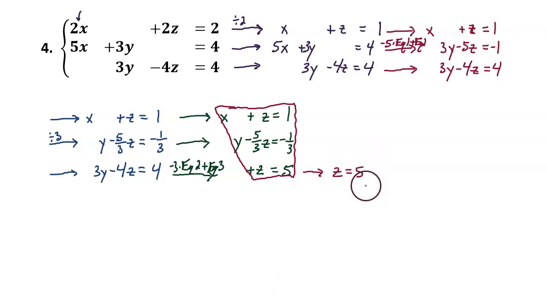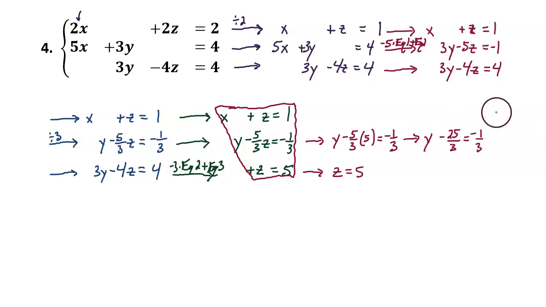Now we're going to do back substitution. We're going to work our way upwards. So now work with the second equation. Y minus 5/3 times 5 is equal to negative 1/3. This means that y minus 25/3 is equal to negative 1/3. This means that y is equal to negative 1/3 plus 25/3, which makes 24/3, or 8. So we have the answer for z, and we have the answer for y.